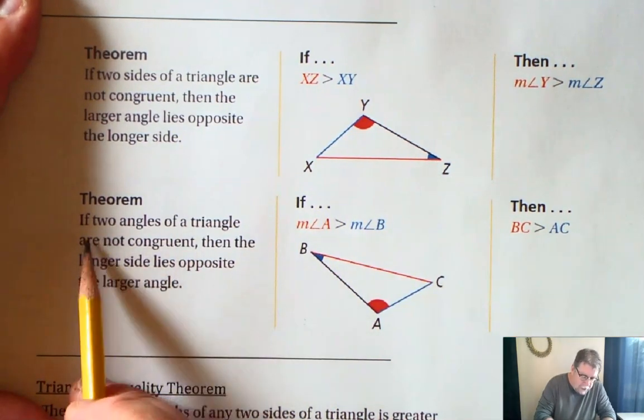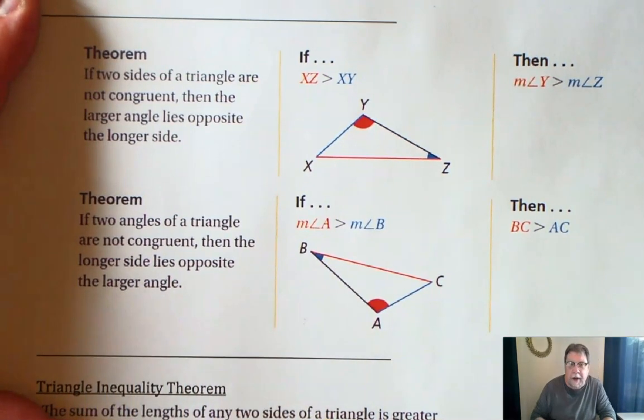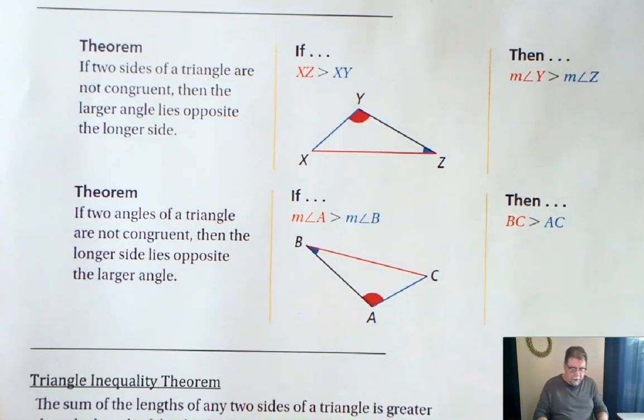In the same way, if two angles of a triangle are not congruent, then the longer side lies opposite the larger angle. And that's a pretty easy concept to understand as well.